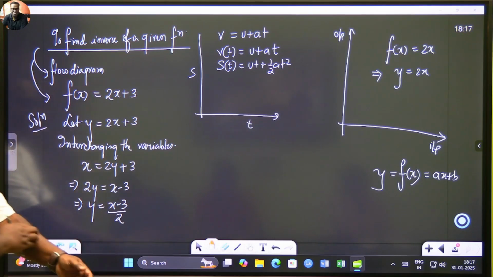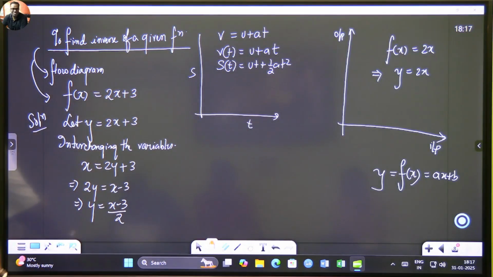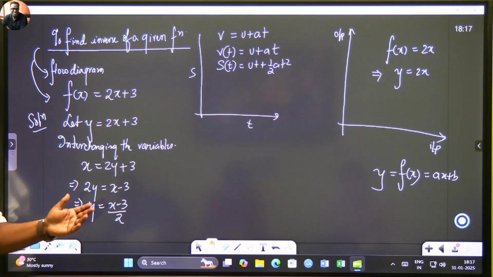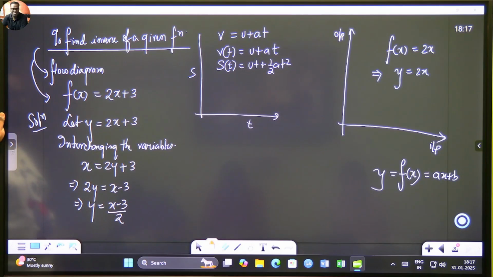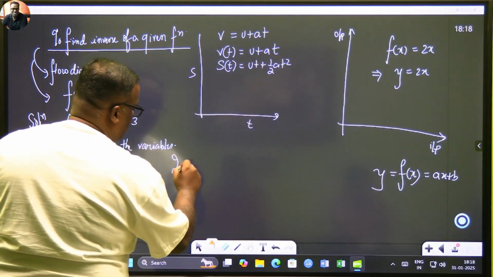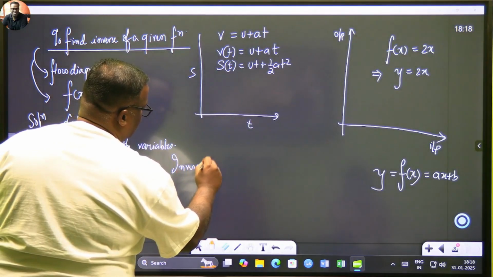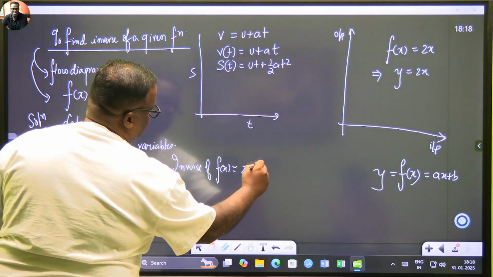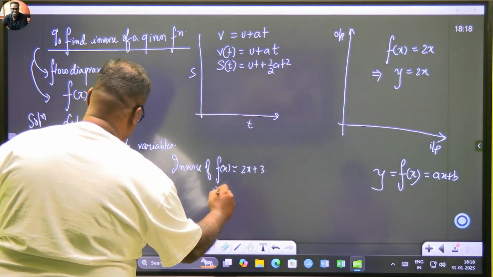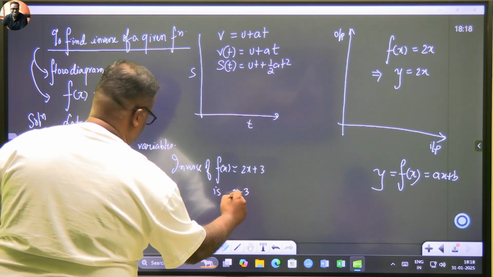Can't you just make y the subject of the formula and then just the same thing? This is how we do it actually. Oh, is it x minus 3? Oh. x minus 3 divided by 2. So we now write: inverse of f of x equal to 2x plus 3 is x minus 3 by 2.